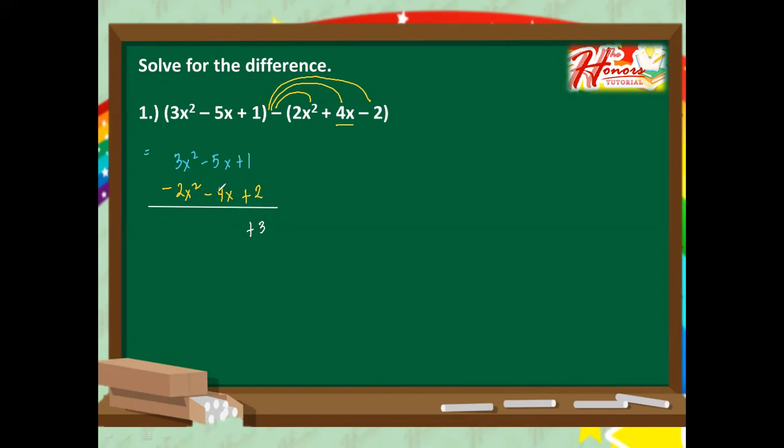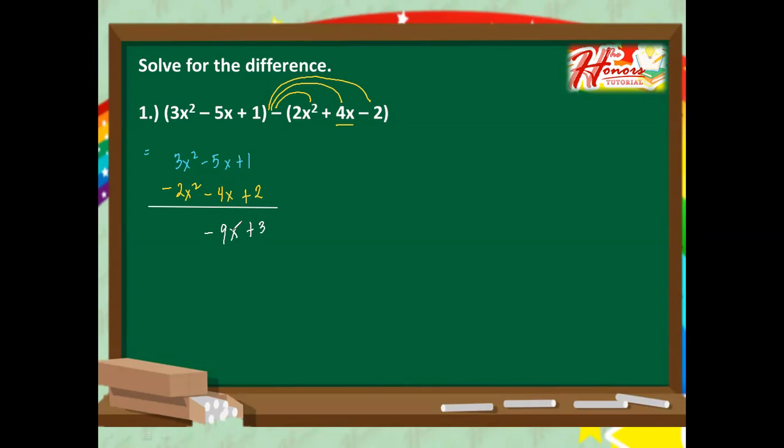Next. We have here negative 5x minus 4x. Same sign, so copy the sign and then add the numbers. So that is 9. 5 plus 4 is 9. And then copy their variable and their exponent.